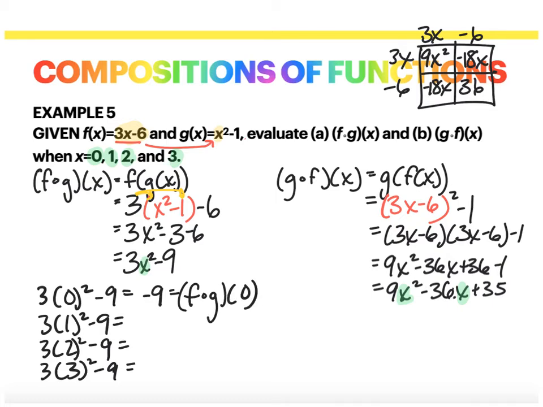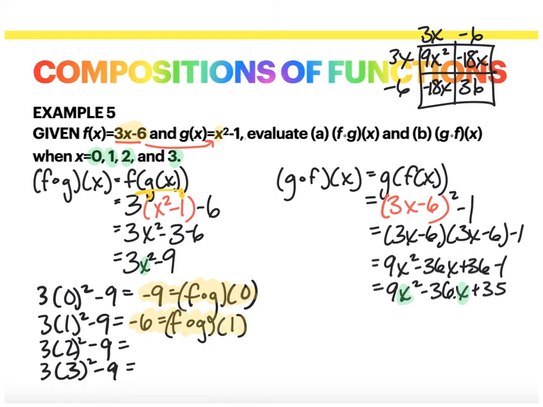Now let's look at this next one. 3 times 1 squared minus 9. Well, 1 squared is 1. 3 times 1 is 3. 3 minus 9 is negative 6. Negative 6 equals f of g of 1. And if we highlight these, they'll be easier to see. And let's take a look at the next one.